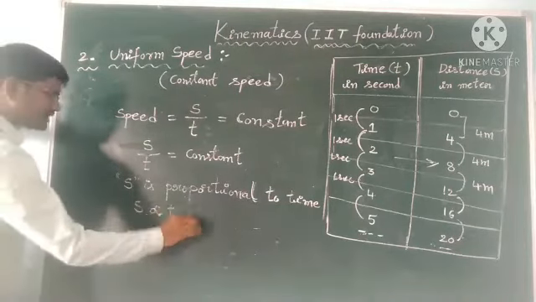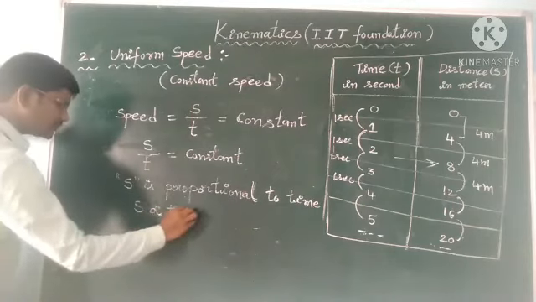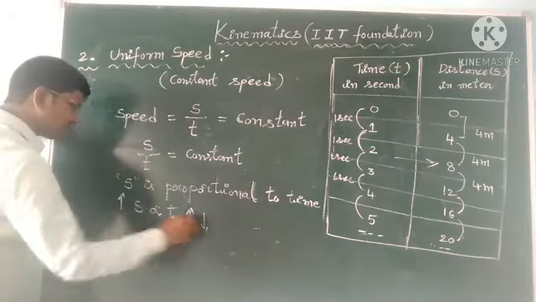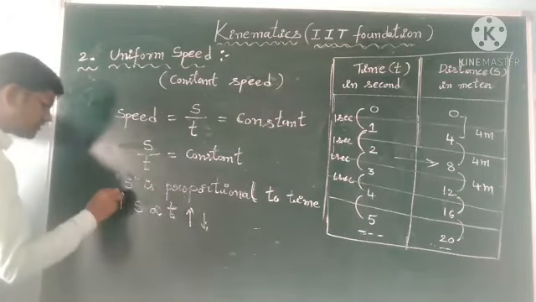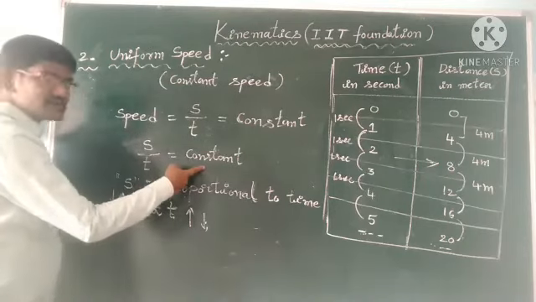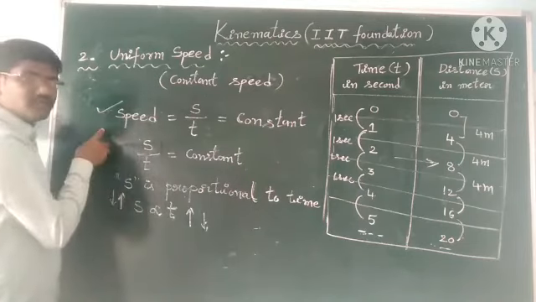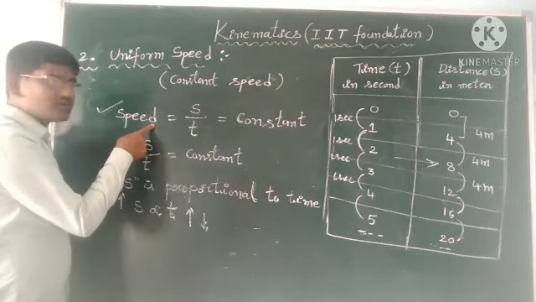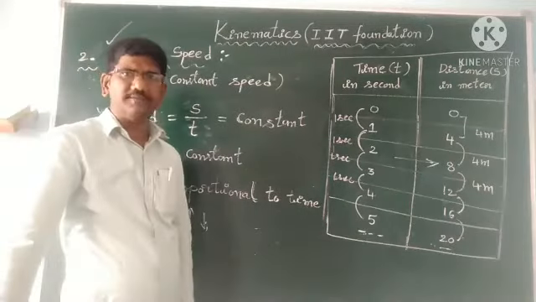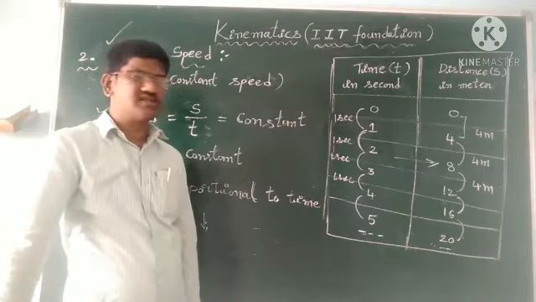It means the more time we give, the more distance he covers, and the less time we give, the less distance he will cover, but the ratio of distance by time is constant, and that is constant means speed is constant. Speed is constant in the given interval of time, then we use the word uniform speed. Uniform speed means constant speed.